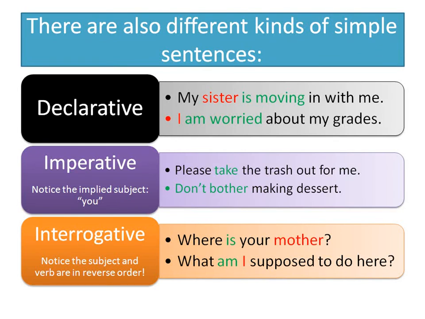Above, my sister, which is the subject, comes first in the sentence, my sister is moving. In these interrogative sentences, the verb comes first. Where is your mother? Here, the verb is comes before the subject, mother. In the sentence, what am I supposed to do here? Once again, we have the verb am come before the subject, I. Make sure when you're writing and speaking interrogative sentences that you reverse your subject and your verb.